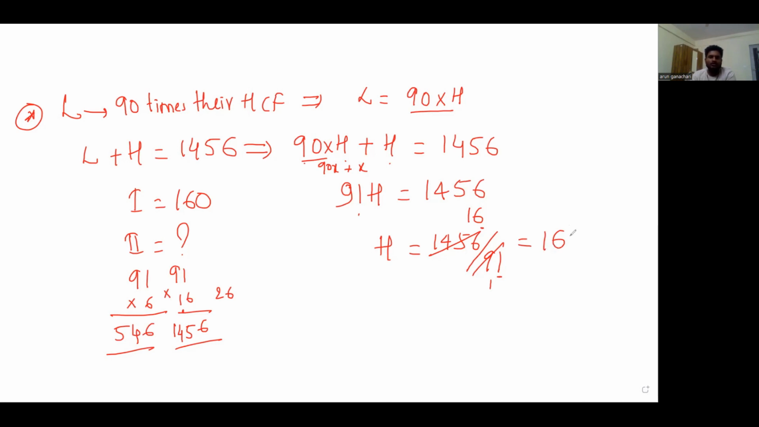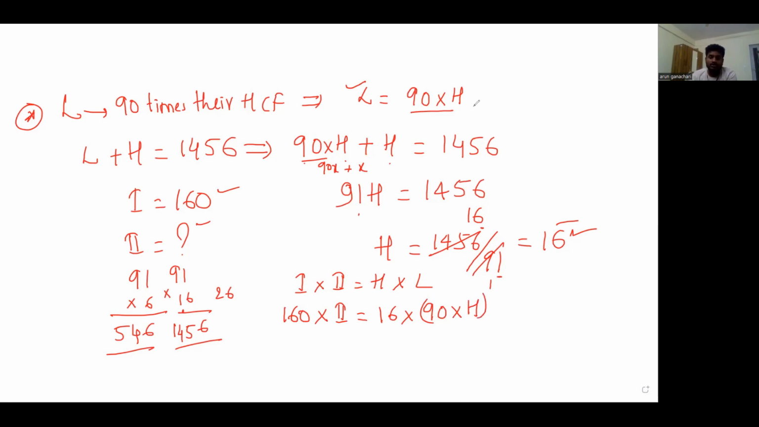So my HCF turned out to be how much? 16. Understanding this? Now I know the LCM. LCM is nothing but 90 into H. I know HCF, which is 16. I know my first number. I want the second number. I'll use the same relation, that is number 1 into number 2 is equal to HCF into LCM. My first number is 160. I don't know my second number. My HCF is 16. And my LCM is how much? 90 into H.